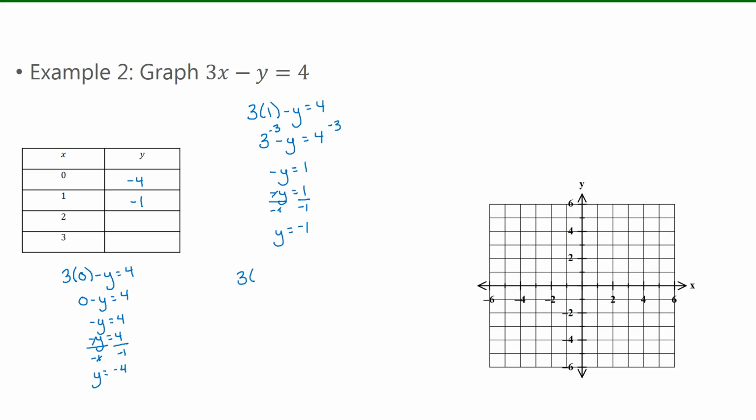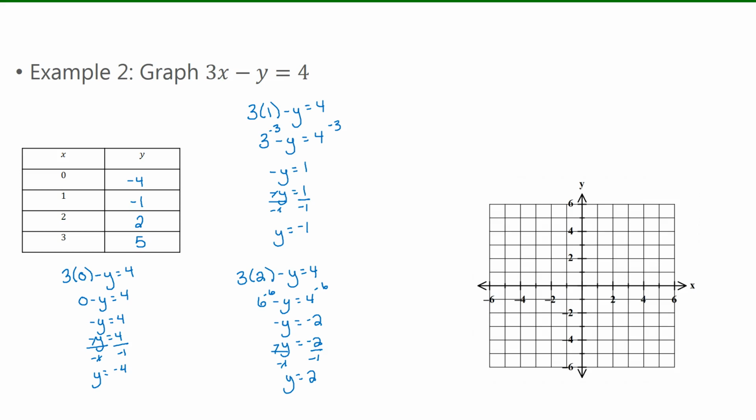Now for x to be 2, I get 6 minus y equals 4. Subtract 6 from both sides. I get negative y equals negative 2. I'm going to divide by negative 1. That gives me a value of 2. Once again, I'll just tell you that the last value is 5, so you can check that yourself.